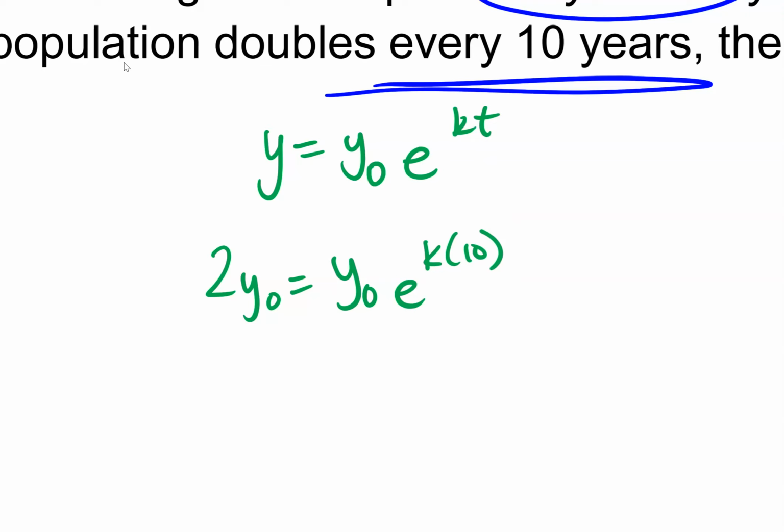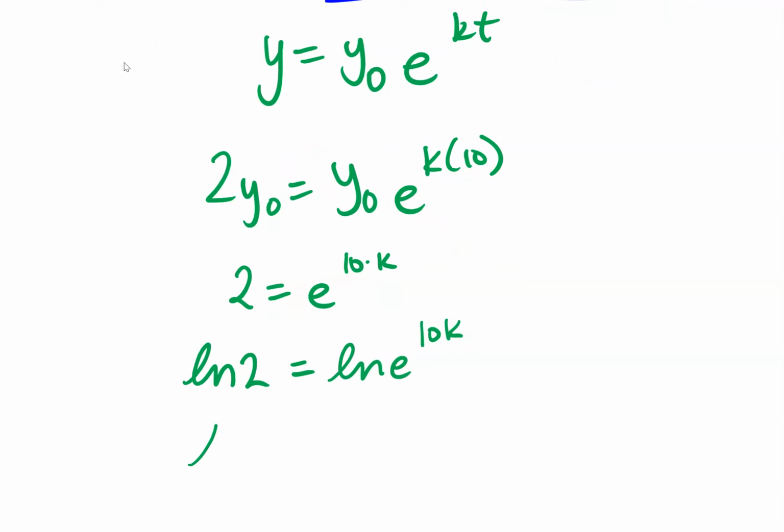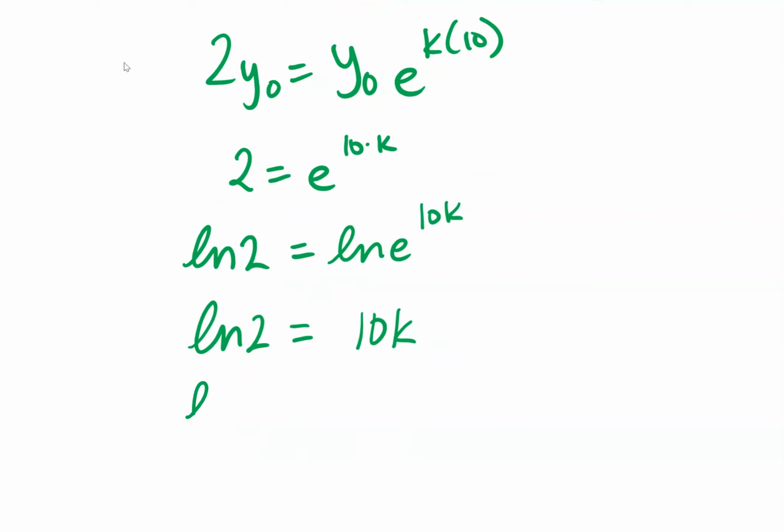So if I divide by y naught on both sides, I get 2 is equal to e to the 10 times k. Let me take ln of both sides. ln of 2 is equal to ln of e to the 10k. So this is just ln of 2 is equal to 10k. If I divide by 10 on both sides, ln of 2 over 10 is equal to k.